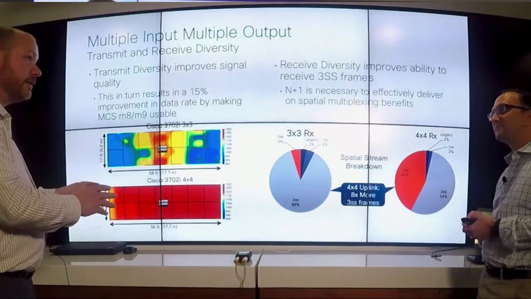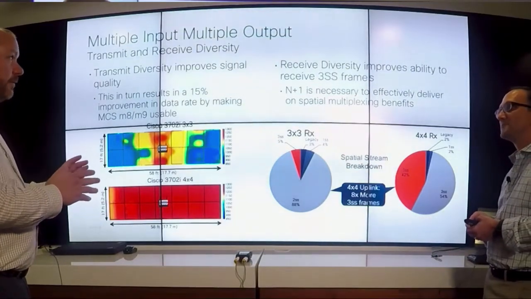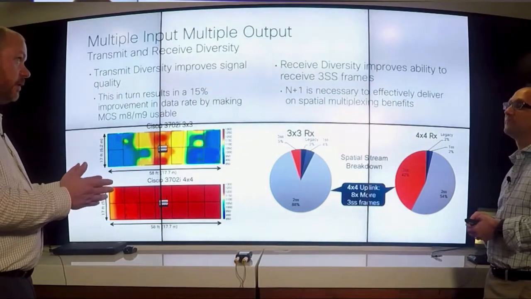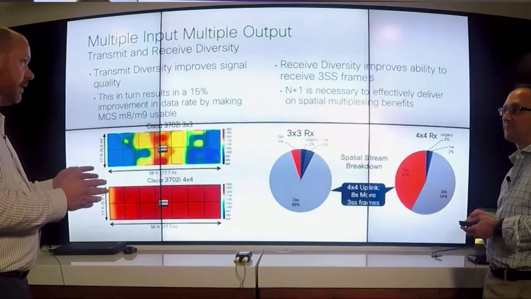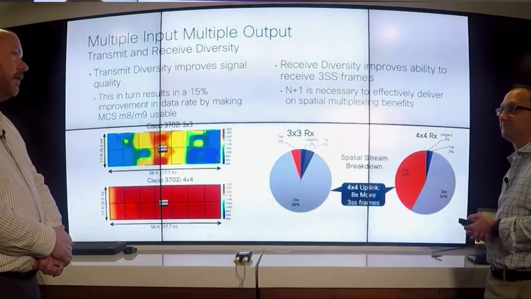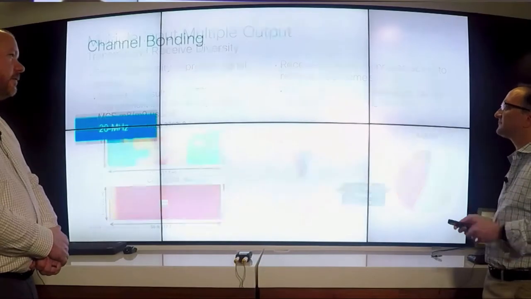There are four antennas, but we get quite a bit more efficiency if we use them in a 3x3, three spatial stream type of deployment, using that fourth antenna to give me the diversity. Yeah, all right. That makes a lot of sense.